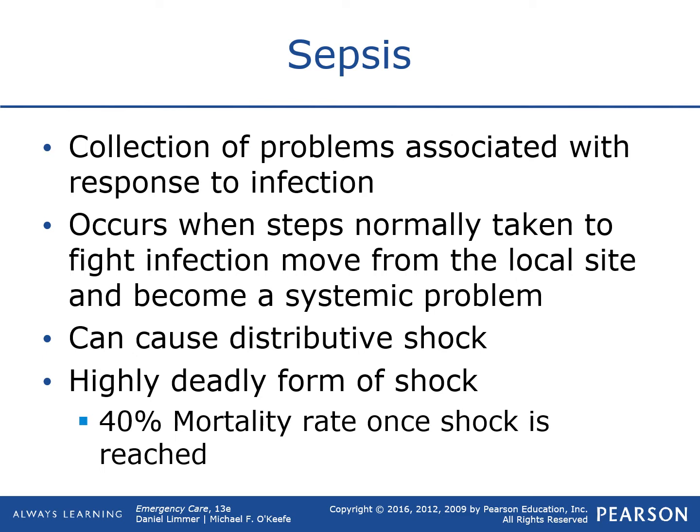If someone goes into septic shock, it is very, very, very deadly. Once they actually reach the state of shock, it is a 40% mortality rate, which means 4 out of 10 patients who reach septic shock will die. So that is an incredibly high level of mortality, which is why it's important that we identify sepsis and septic shock very early and get the treatment very early, because the longer that we leave sepsis untreated, the higher that mortality rate goes.